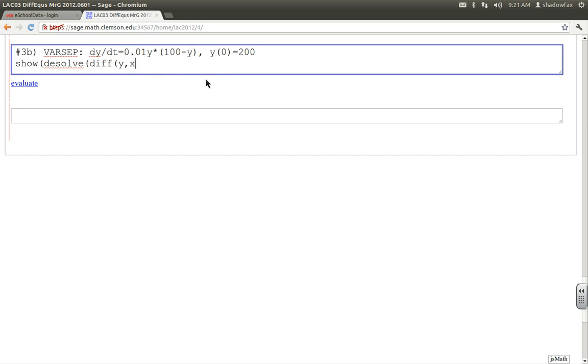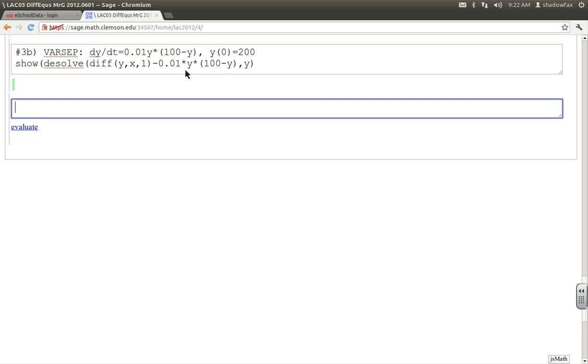You could write this and get the same thing, but I'm just making the point so that when we do second derivatives, it's not optional. We know how to do it. Okay, then minus let's say, what is it, 0.01 times y times 100 minus y. Okay. Now we're going to solve that with respect to y. We want to get y, right? Let's see what you get.